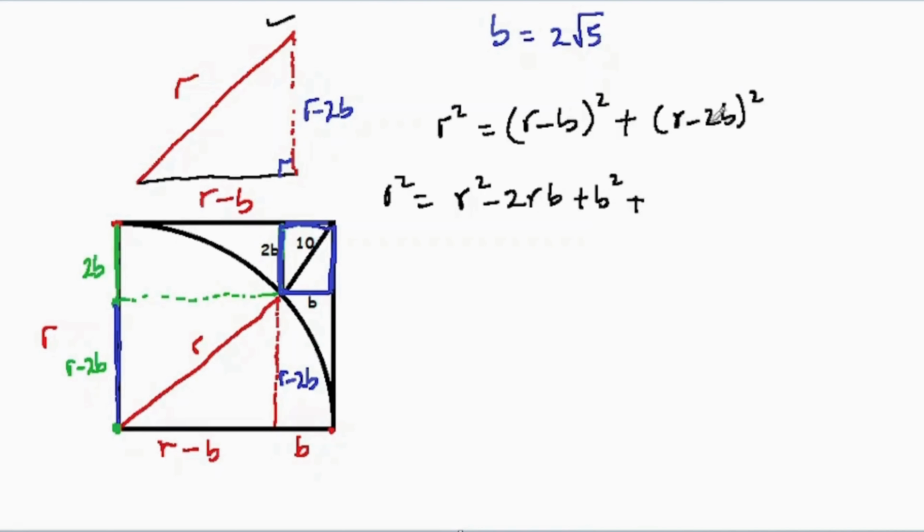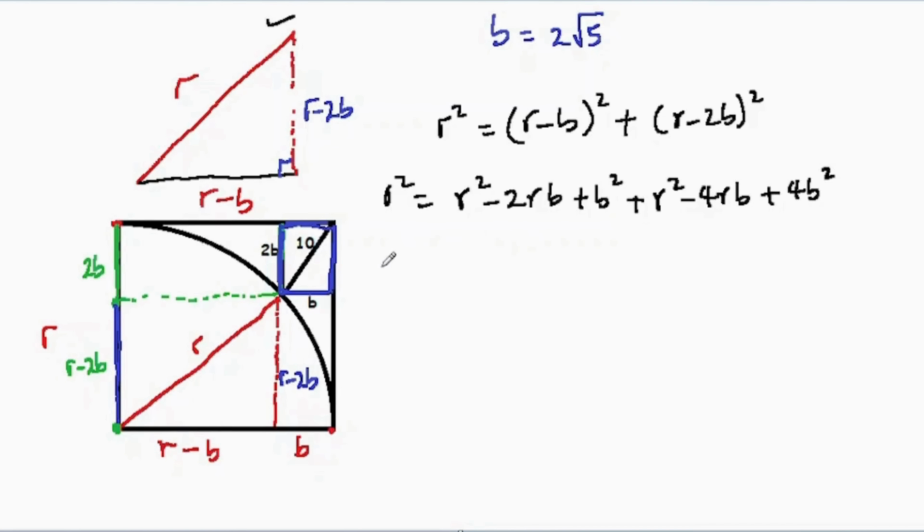And if we expand this too, that's going to give us R squared negative 4RB plus 4B squared. Alright, that's good.